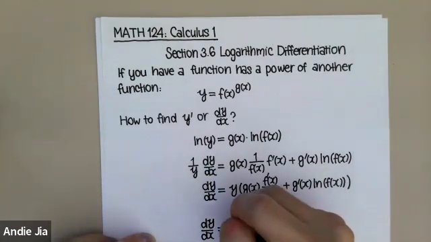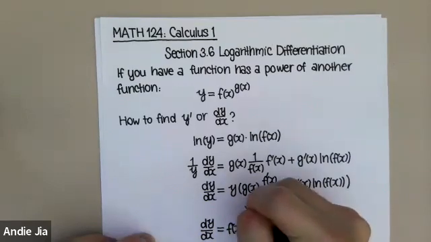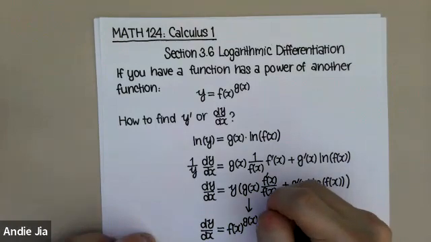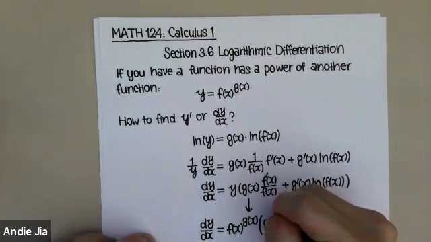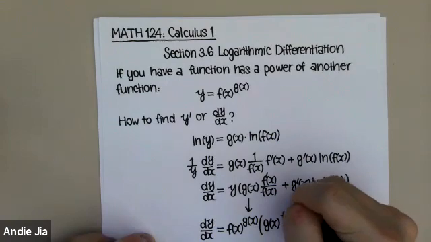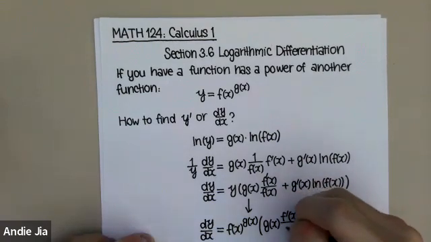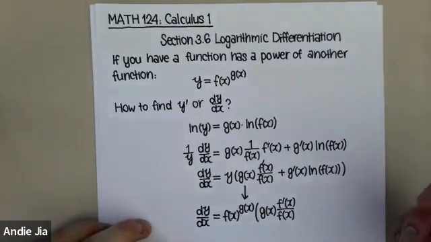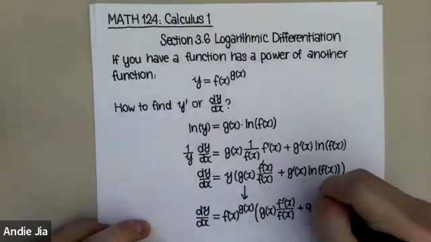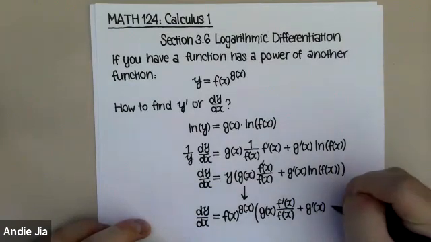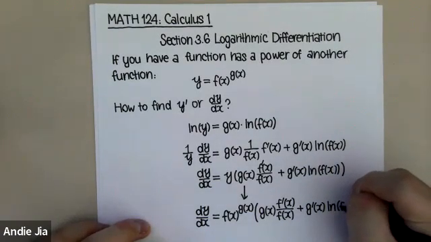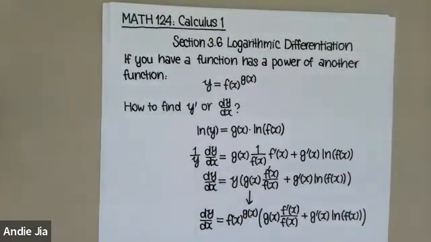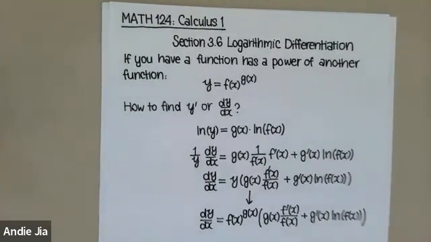It's going to be f of x to the power of g of x, then multiply this big chunk: g of x times f prime of x over f of x, and then plus g prime of x times the natural log of f of x. Okay, this is how to do logarithmic differentiation.